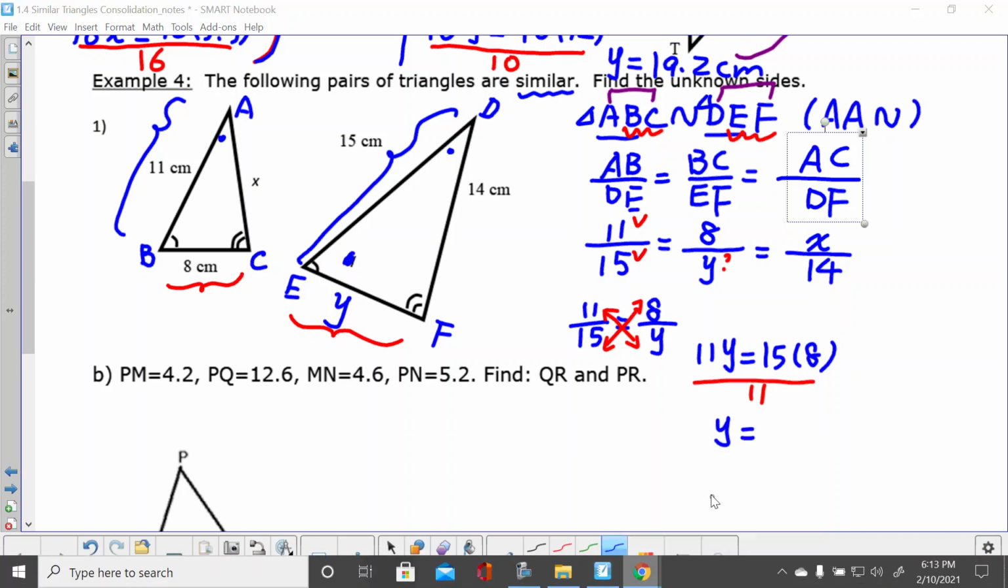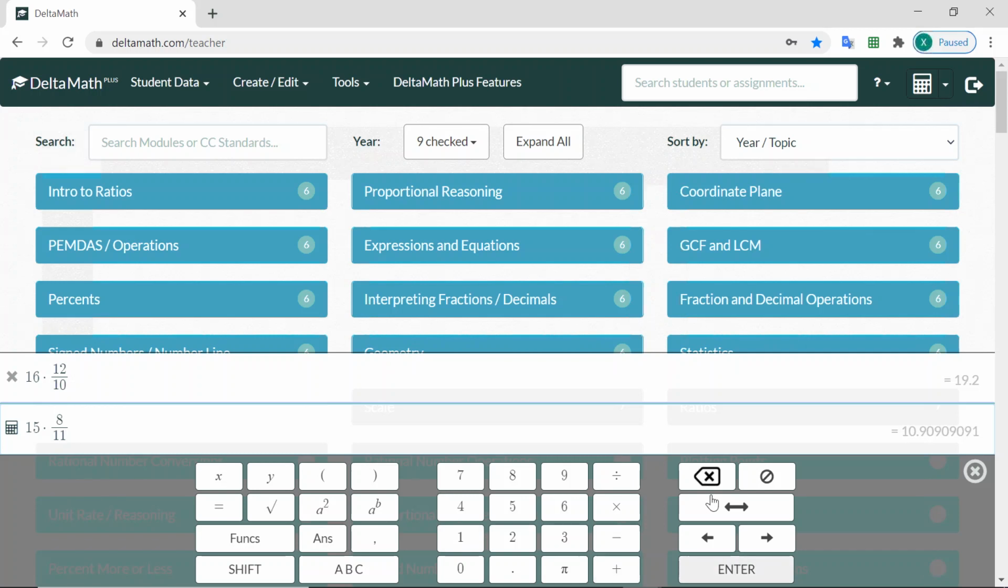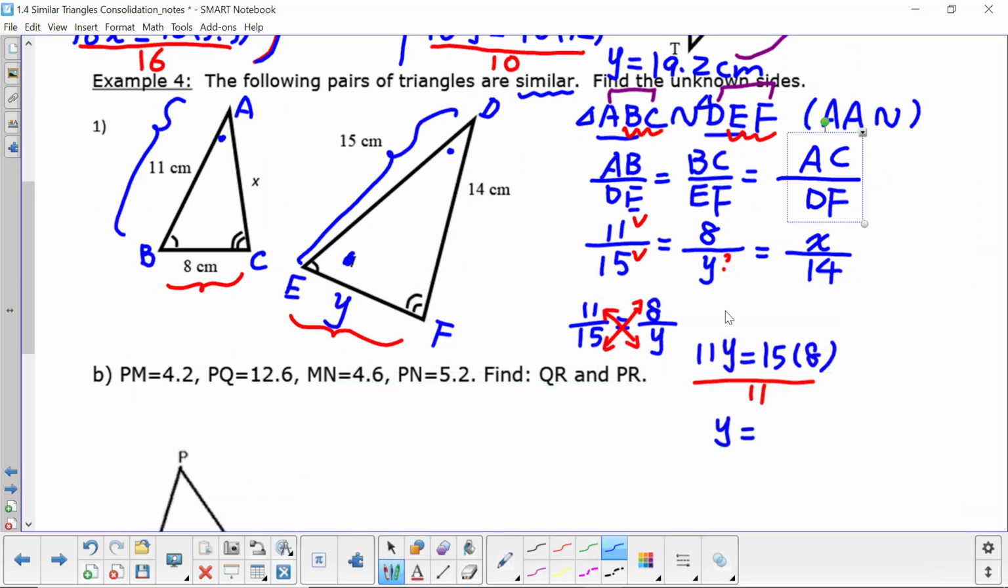So 15 times 8 divided by 11 then equals 10.9. So 10.9 that is done, centimeter. Then we do the same thing for X. So we set up equation for X. 11 over 15 equals X divided by 14.